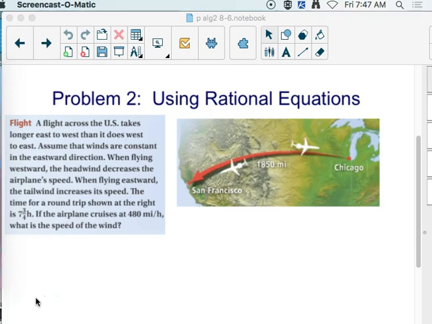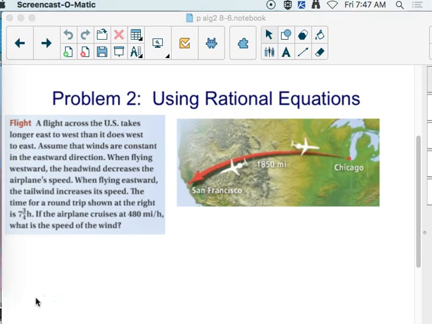But it also said, use rational equations to solve problems. Here they come. The rational equations that we use generally are for a little bit tougher thinking type of word problems. And this one says we've got a flight across the U.S. and it takes longer east to west than it does west to east. Why would it do that? Start thinking.